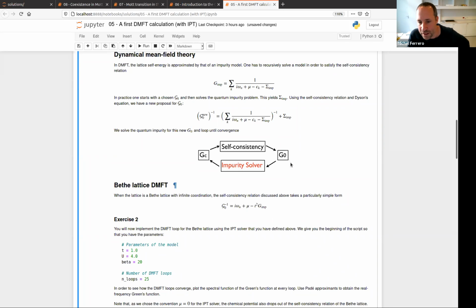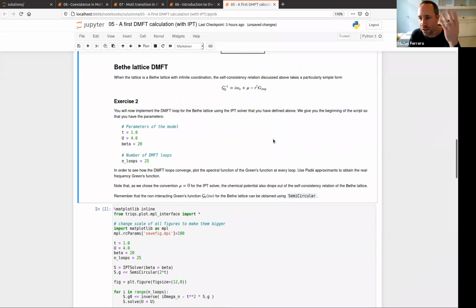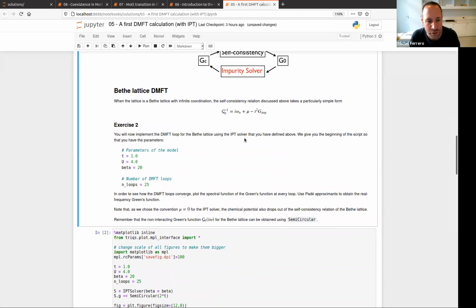How do we solve this in practice? We start with a guess for G0, and U is given. I call the impurity solver, I get a G, and from the self-consistency equation, I get a new G0. I feed it into the impurity solver, and I loop. So you see it's very simple to implement in the case of the Bethe lattice. Of course it takes a certain number of loops. One could be careful and check exactly when it has converged. In practice, we can just take, say, 25 loops, and this is in general enough to converge the equation.